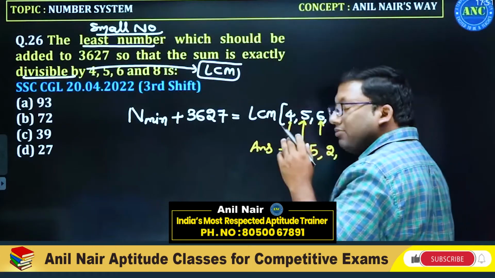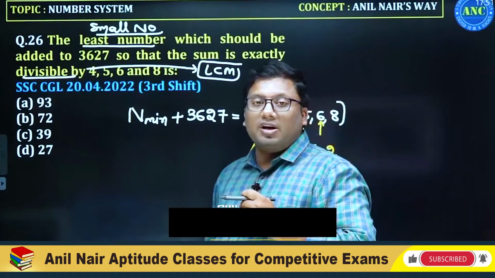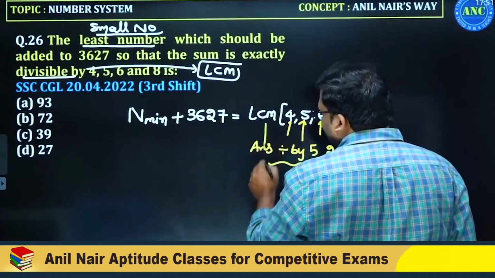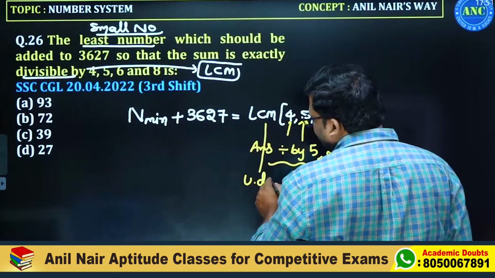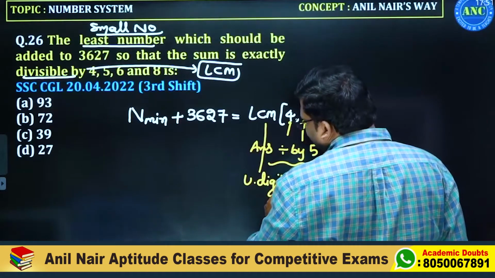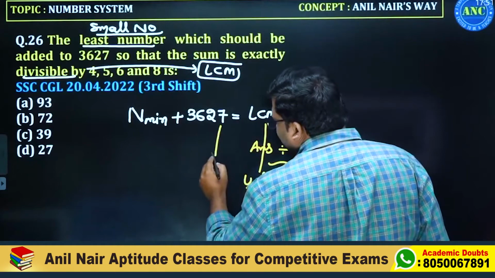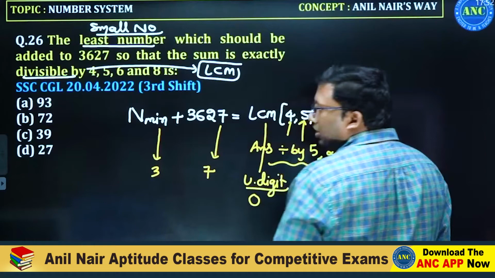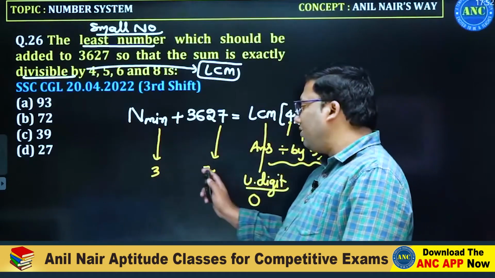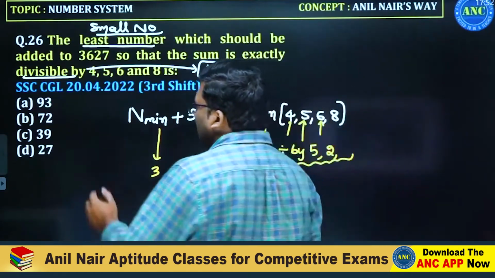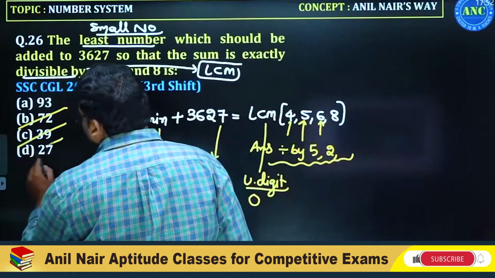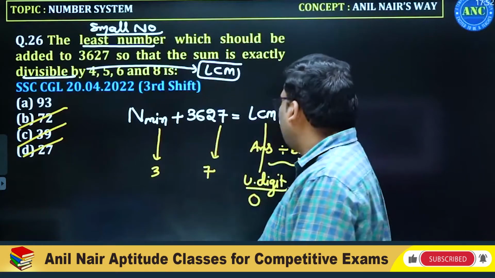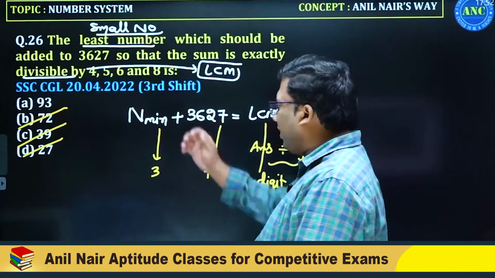5 into 2 is my main focus point. Why? Because 5 into 2 is 10. So if it is divisible by 10, the right hand side unit digit will be 0. Here the left hand side unit digit is 7, so the added number should end in 3, because 7 plus 3 is 10. The unit digit has to be 3. So 72, 39 and 27 are all eliminated.